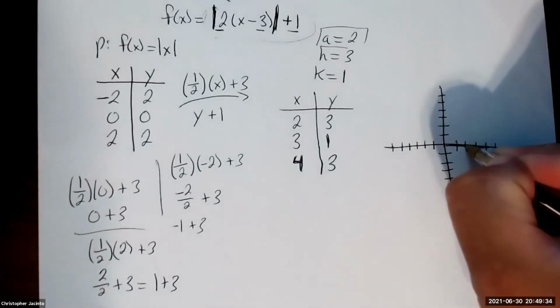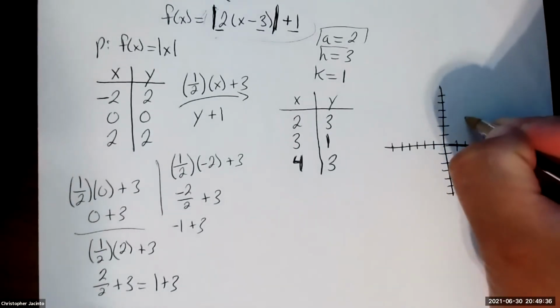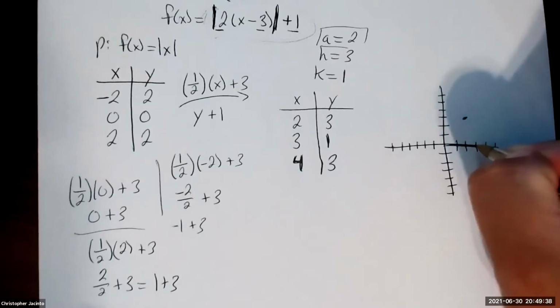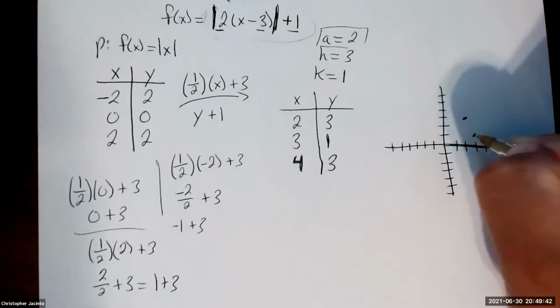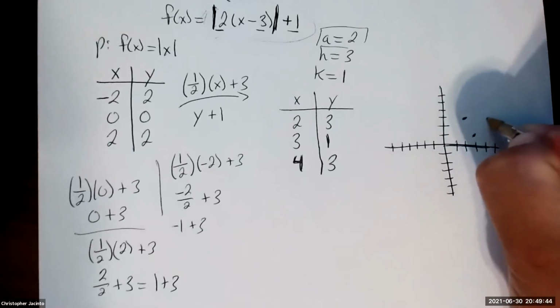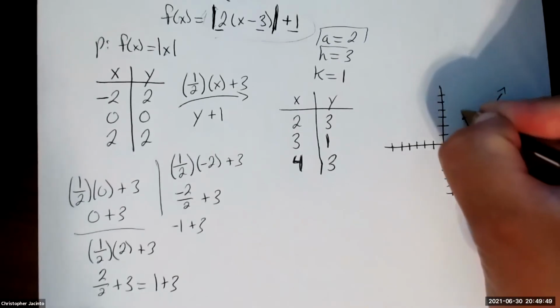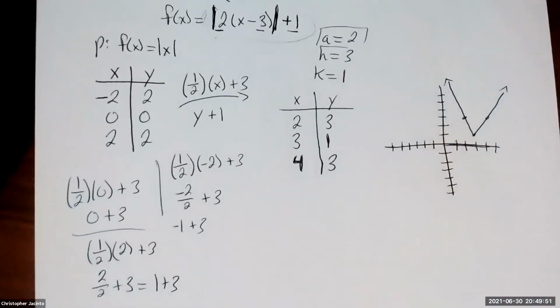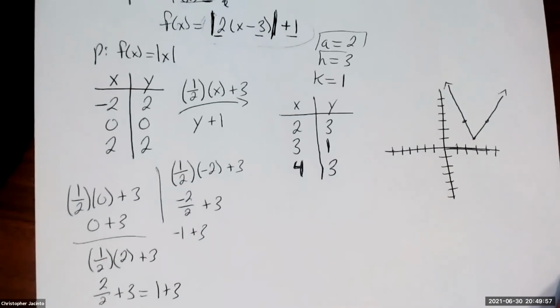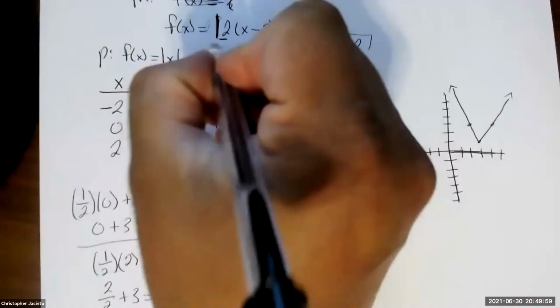So 2, 3, then +3, 1, then +4, 3. And it's an absolute value, so it's going to look like a V. And there you go. Okay, so any questions when you have a number inside?